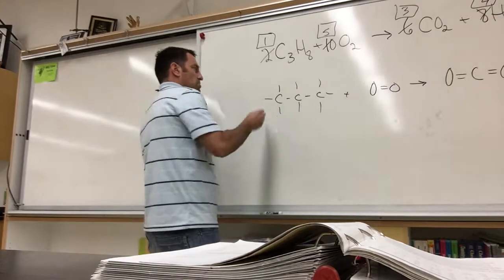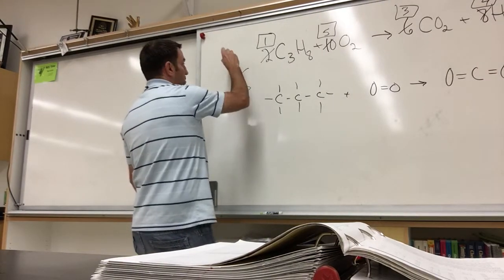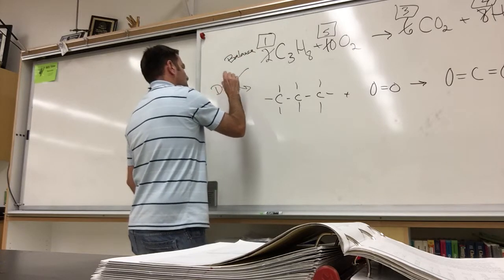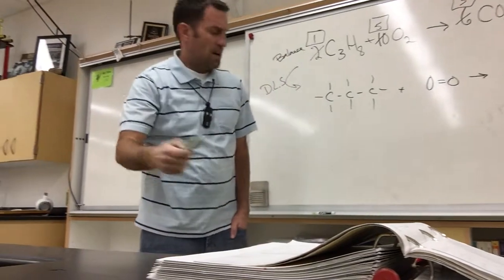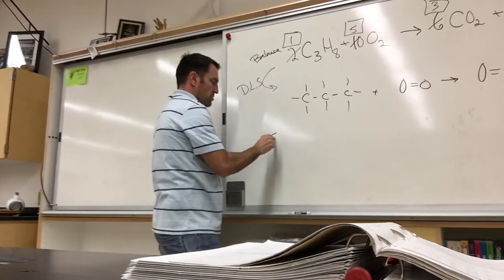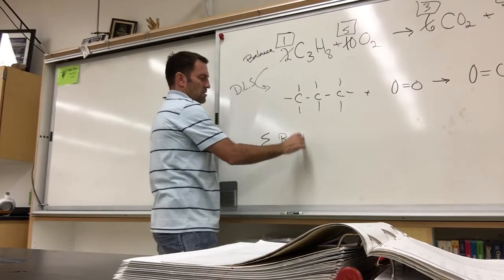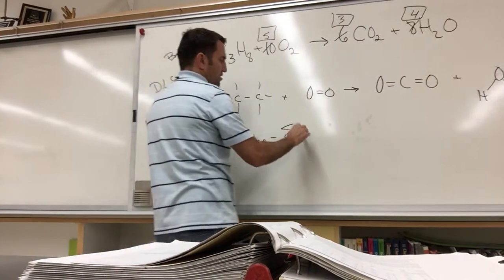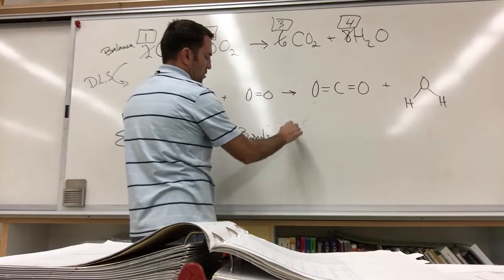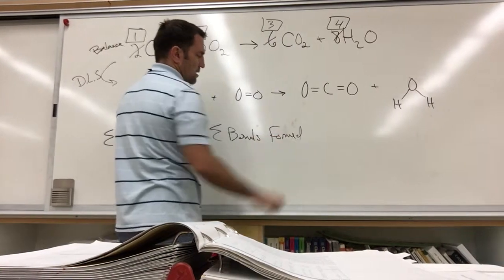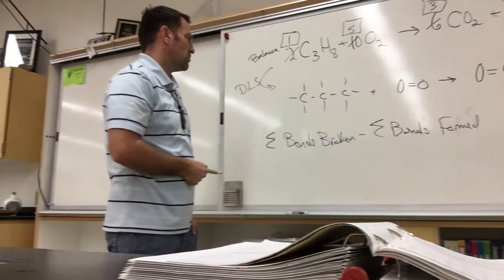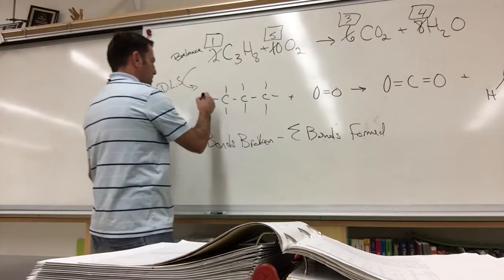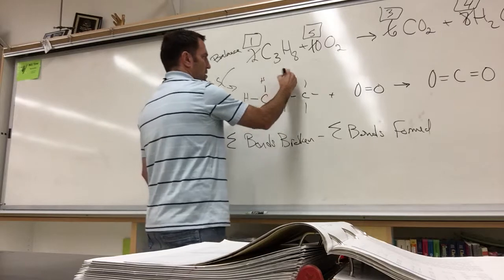So what we do first is we have to draw out. Well, we have to balance. Then we have to draw the Lewis structures. And then this equation is equal to the sum of bonds broken minus the sum of bonds formed. Okay? So if I look right here, I have to account for every single bond. And I didn't write it, but these are all H's. I guess I should write that real fast.